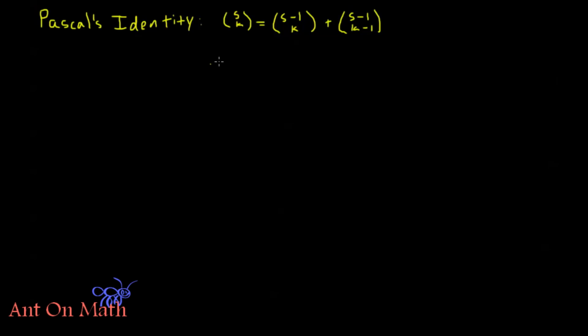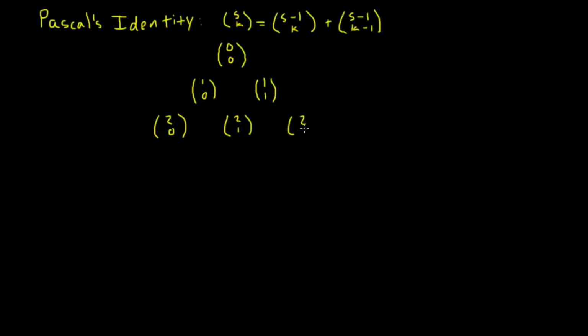Now what Pascal's triangle is, it's this triangle-like array of all of these choice functions, or all of these binomial coefficients, in this way. I take all of them where my s is 0, and that's my first row. Then I take all where my s is 1, and that's the second row. Then I take all where my s is 2, that's my third row, and continue on in this fashion.